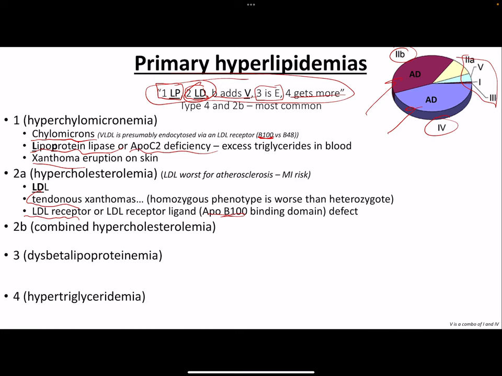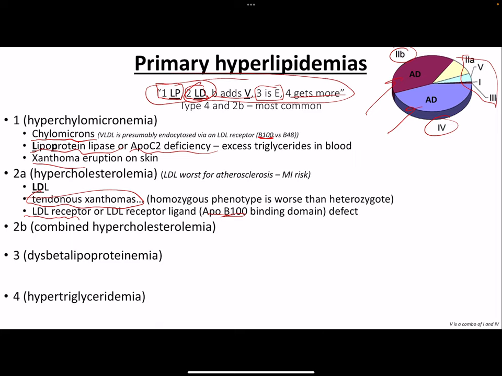And you get xanthomas, as makes sense for all of these, but I would just know that they're tendinous, right? They'll tell you in a vignette where it is, and they'll tell you the blood levels too. Even if you didn't memorize what xanthoma goes where, you should still be able to figure it out. But this is an extra useful pro tip if you know where they are.